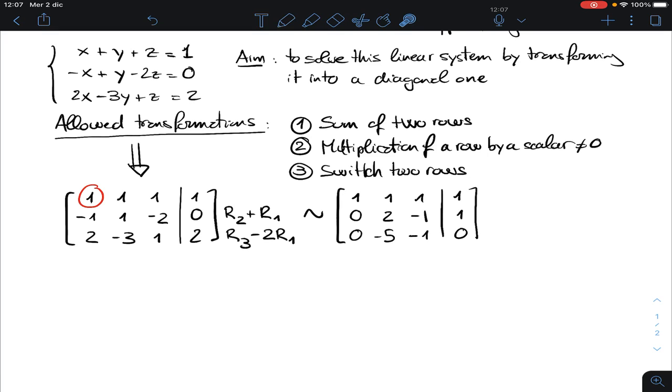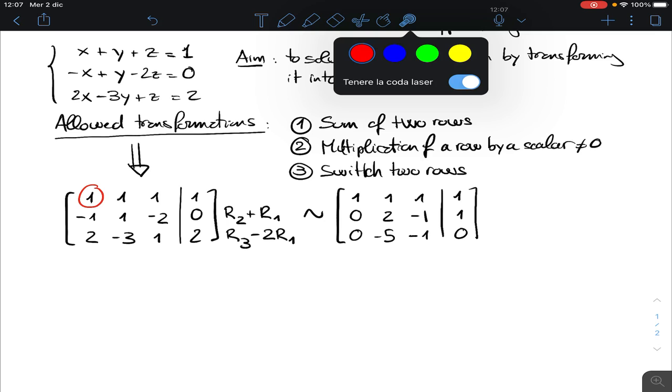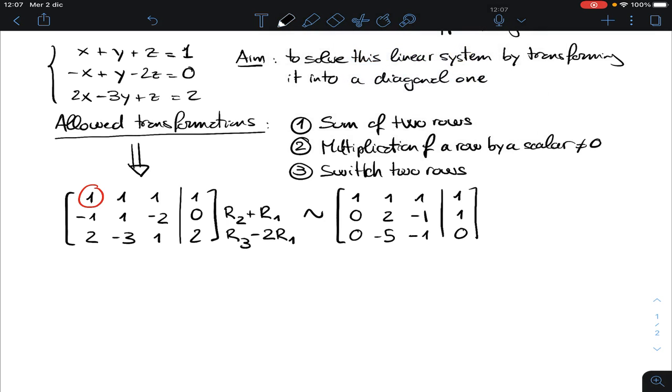Again, this matrix is not yet diagonal, because here we have this -5, and here we have this 1, 1, and -1, which prevent the matrix from being diagonal. So what do we do now?